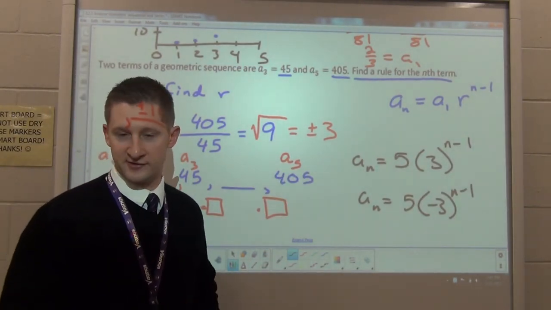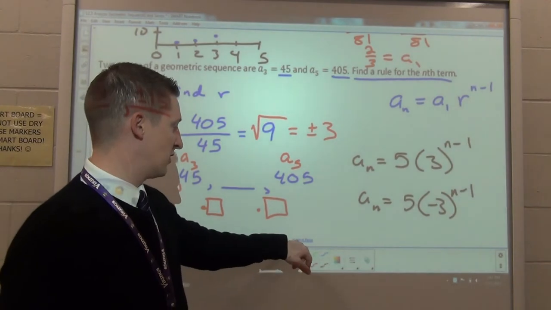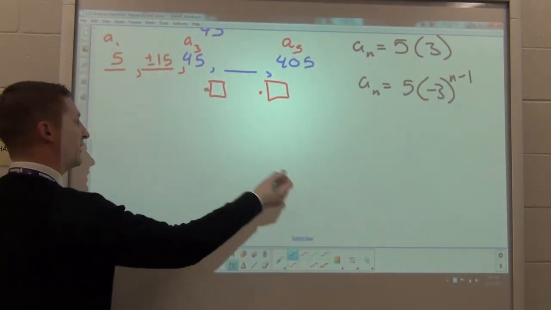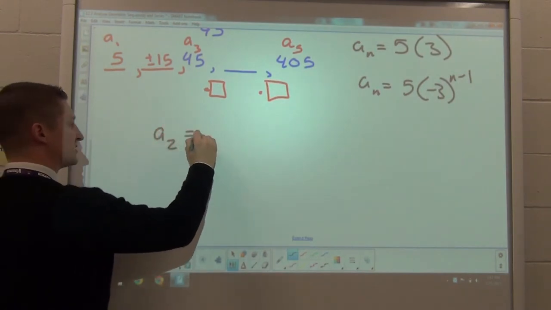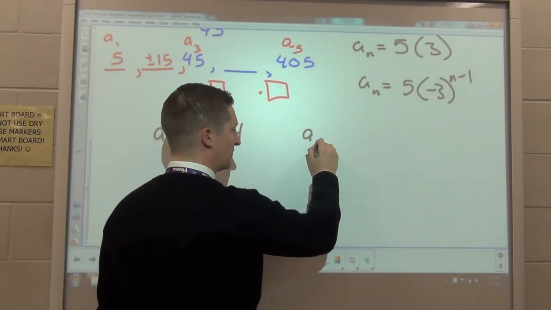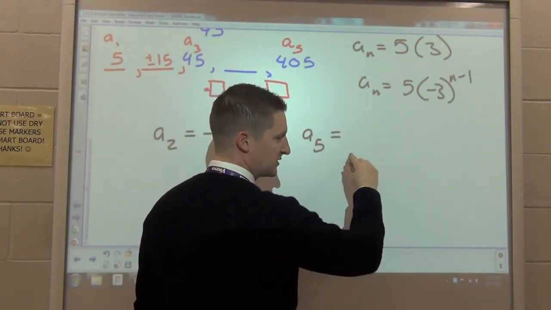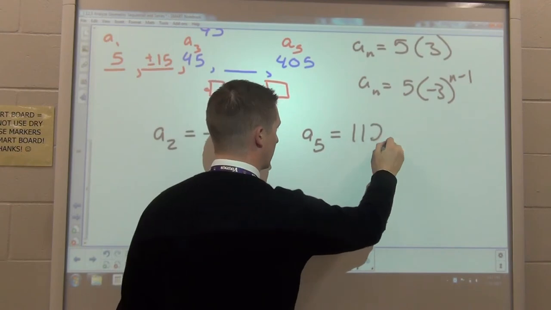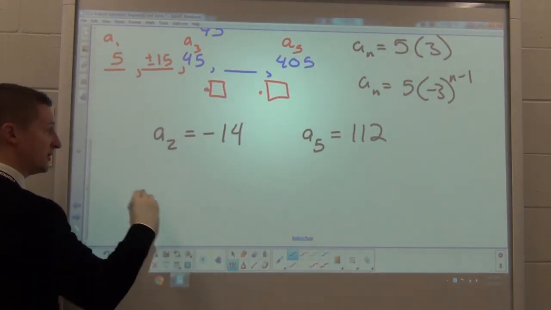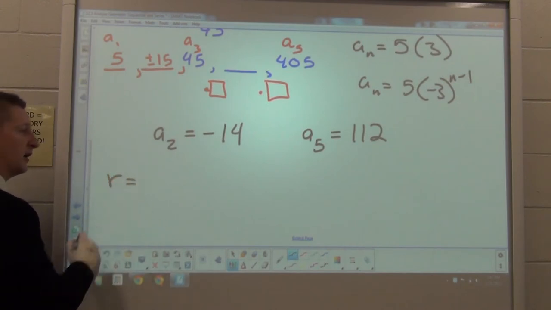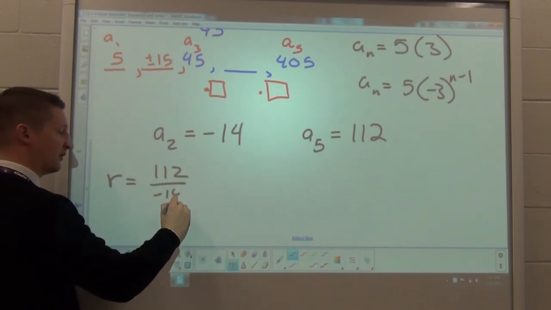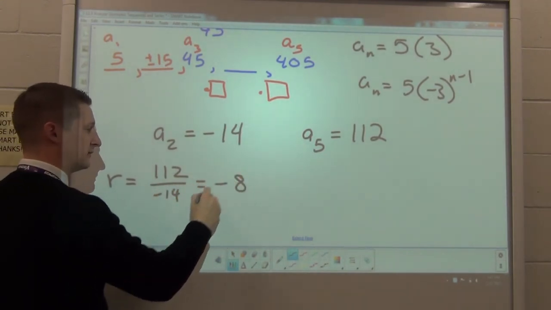Now, to make sure that you're not stumped by ones that aren't necessarily square roots, I want to give you another example that I'm just kind of making up. So let's say I'm told that the second term in a sequence is negative 14, and let's go with the fifth term in the sequence is equal to 112. Okay? And it's a geometric sequence. So if it's a geometric sequence, I'm going to start by trying to find R. Well, like we did before, we're going to divide. 112 divided by negative 14 happens to be negative 8.